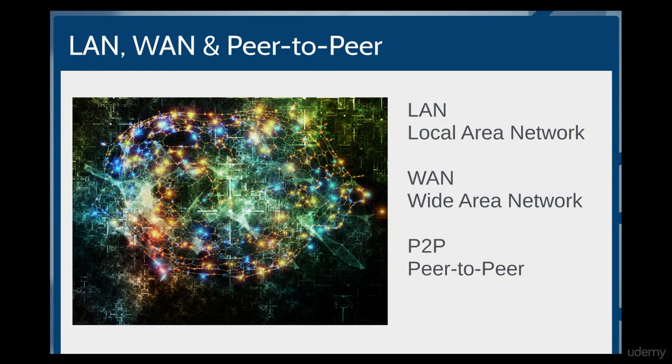There are three basic main types of network configuration. First, there's the LAN or local area network. Then you have a wide area network or a peer-to-peer network.